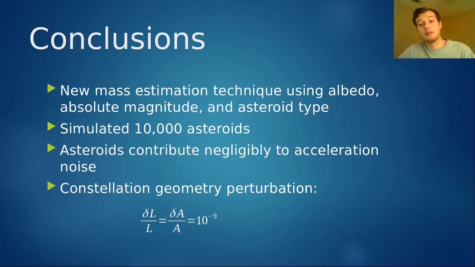And so that's the extent of what we've done for this project. We use this new mass estimation technique that uses the albedo, absolute magnitude, and asteroid type. We simulated 10,000 asteroids to see what sort of acceleration noise they produce, and we found that it is negligible for LISA. And we simulated it only with Ceres at the time of this recording to get the constellation geometry perturbation, which we found to be the fractional perturbation to be on the order of 10 to the negative 9, which results in a length perturbation, absolute perturbation of on the order of meters.